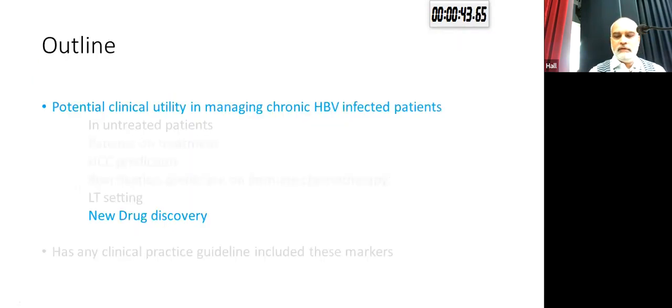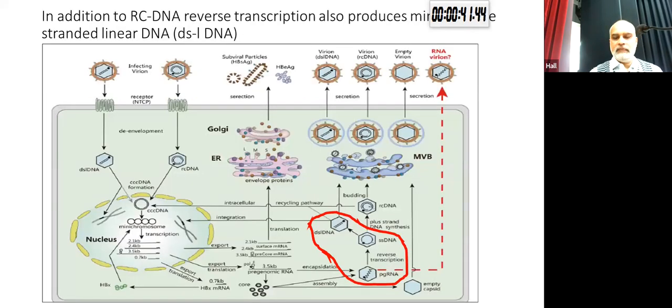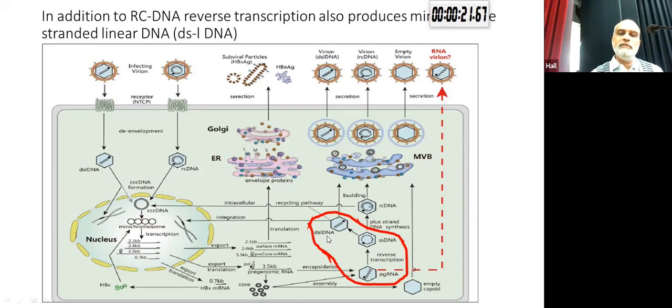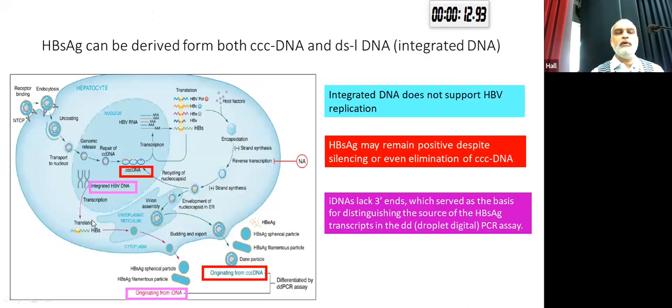So what about new drug discovery? Before we go, I need to tell you about the double-strand linear DNA. We have seen that through this pathway, relaxed circular DNA is formed, but there is an alternate pathway also after encapsulation and single-stranded DNA formation. Some of this is diverted into double-strand linear DNA, and this goes into the nucleus and is integrated into the host DNA. Why is this important?